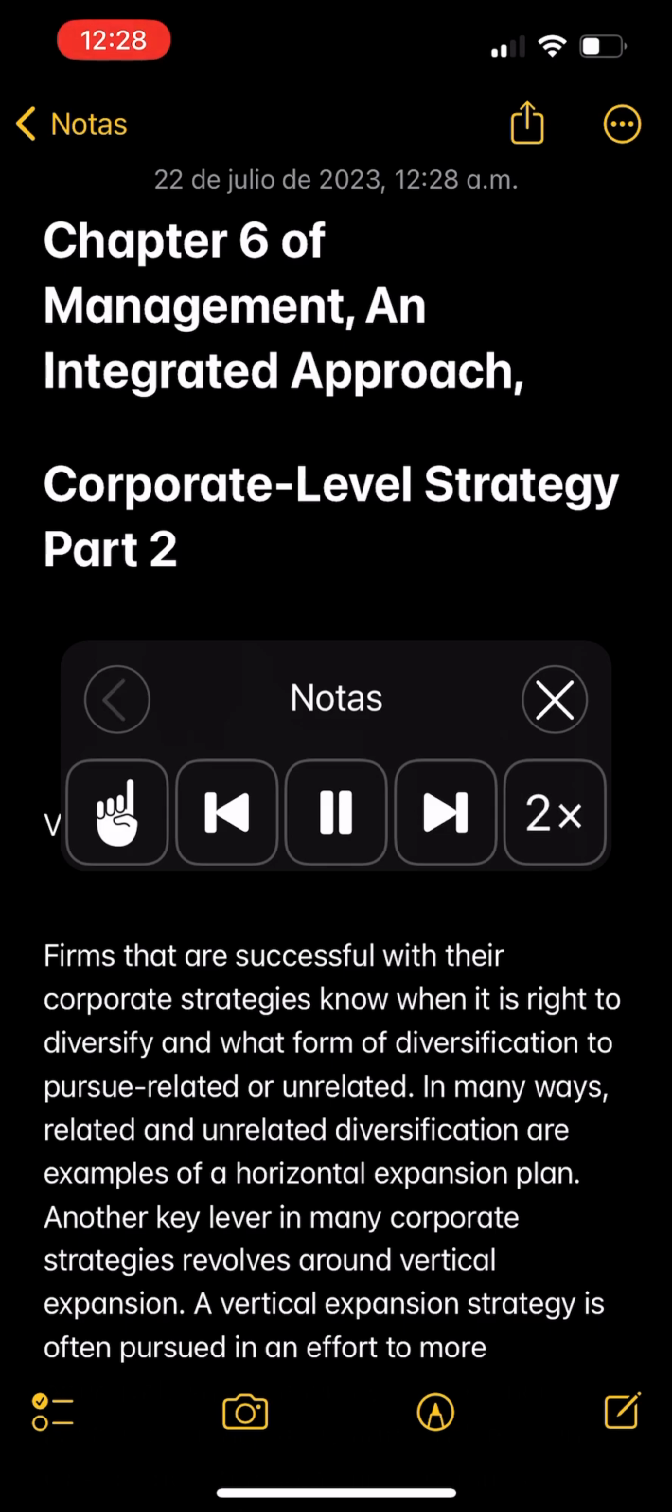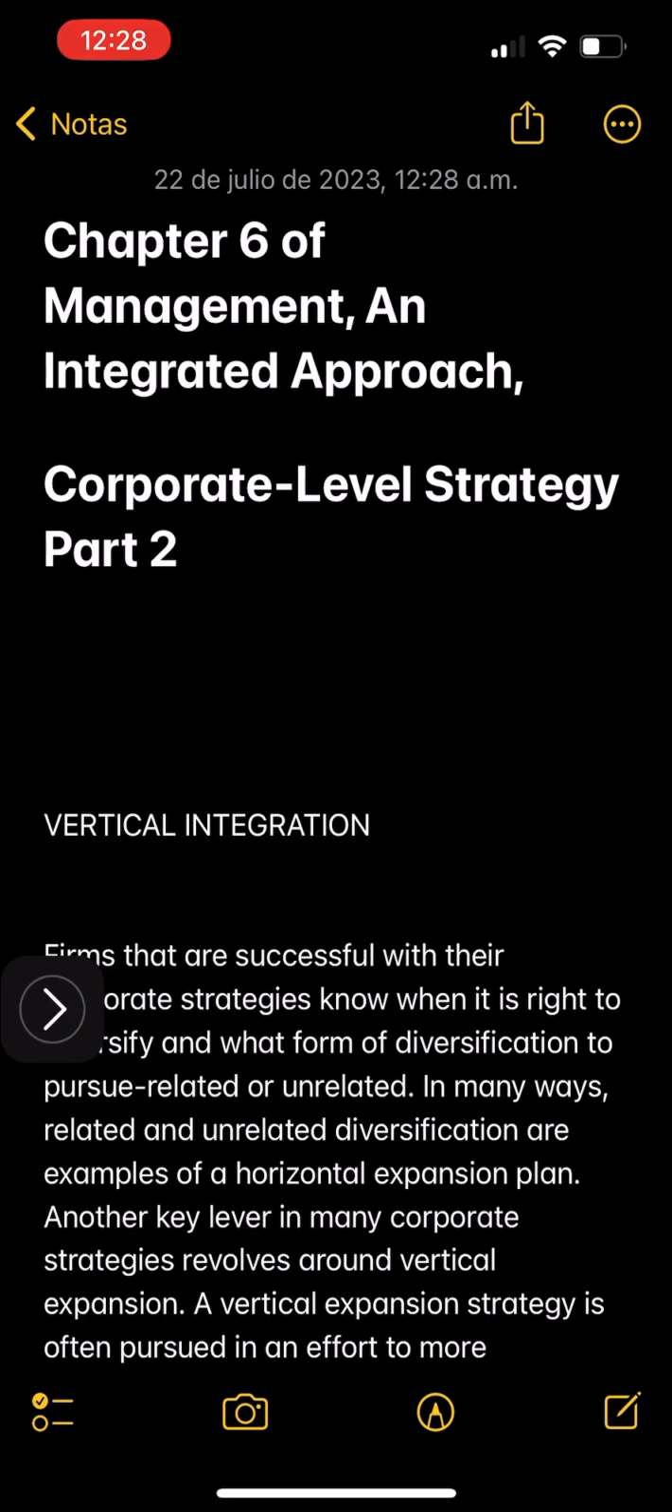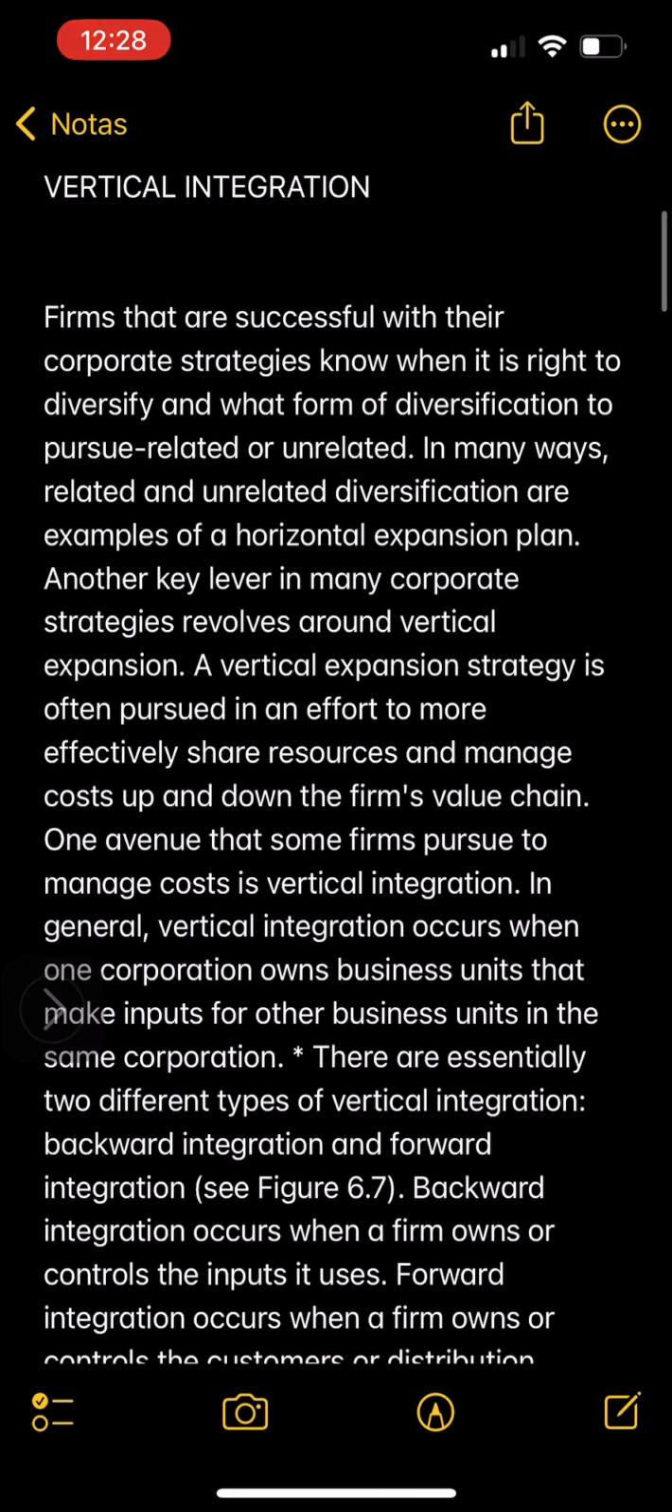Chapter 6 of Management: An Integrated Approach, Corporate Level Strategy Part 2, Vertical Integration. Firms that are successful with their corporate strategies know when it is right to diversify and what form of diversification to pursue, related or unrelated. In many ways, related and unrelated diversification are examples of a horizontal expansion plan. Another key lever in many corporate strategies revolves around vertical expansion.